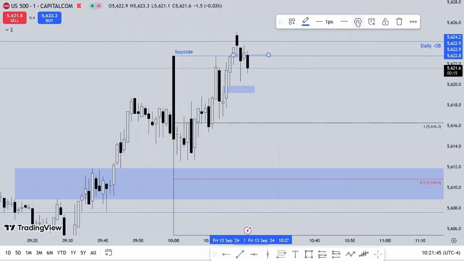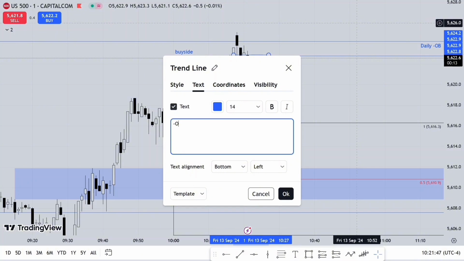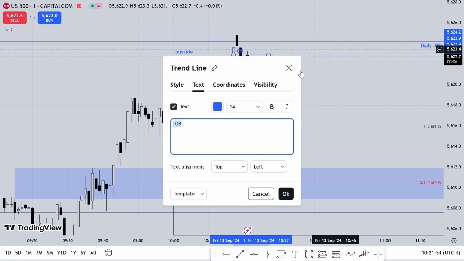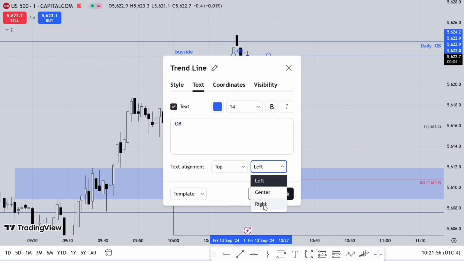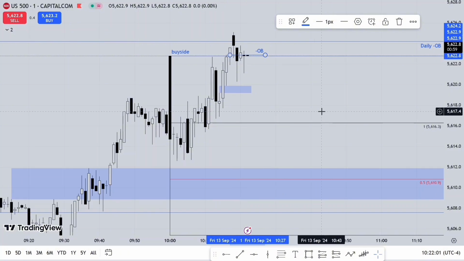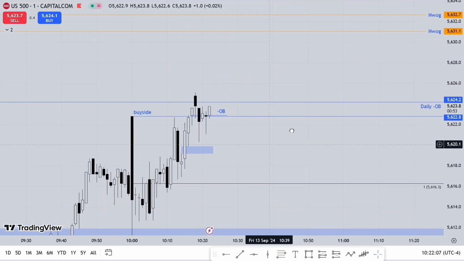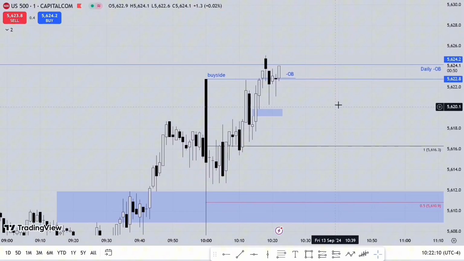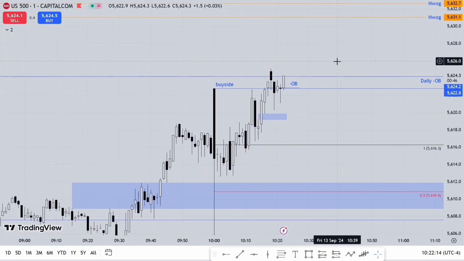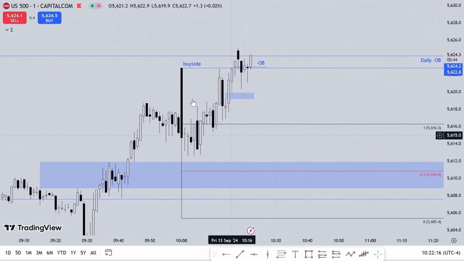So you want to base your narrative on the higher time frames while you rely on the lower time frames for the execution. So let's see how price prints. Remember, we have a new week opening gap up here. So seeing if price is interested in lower prices.